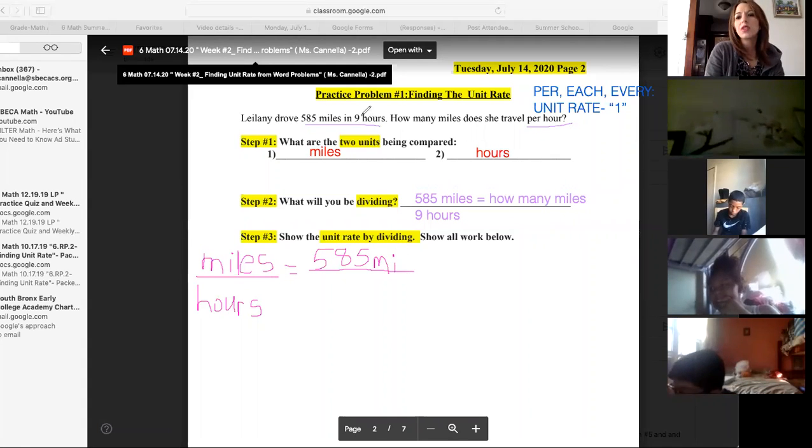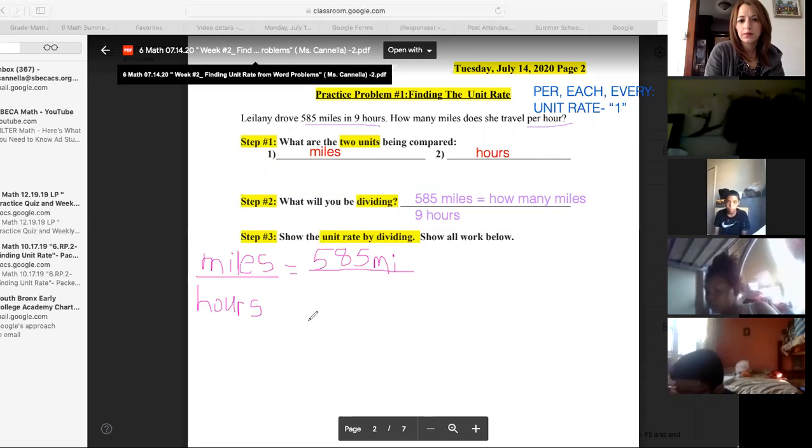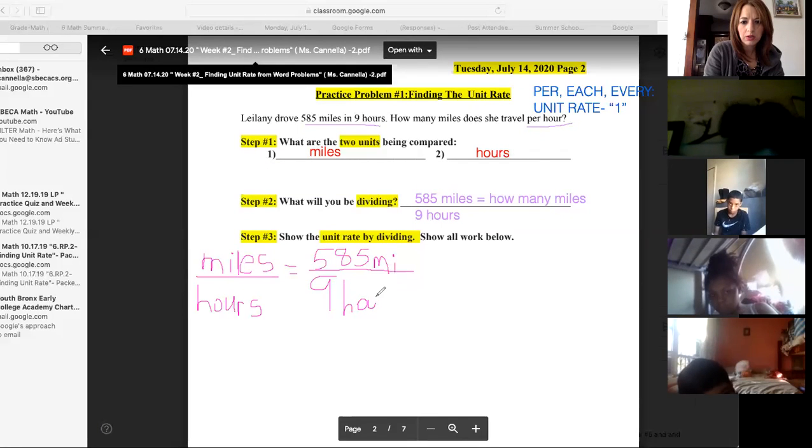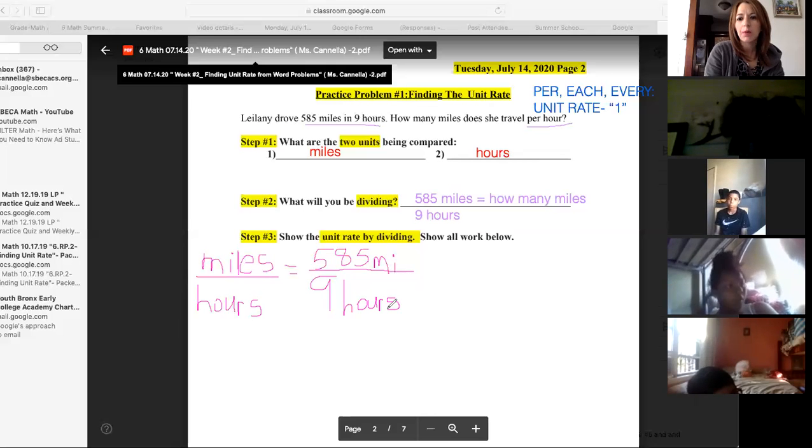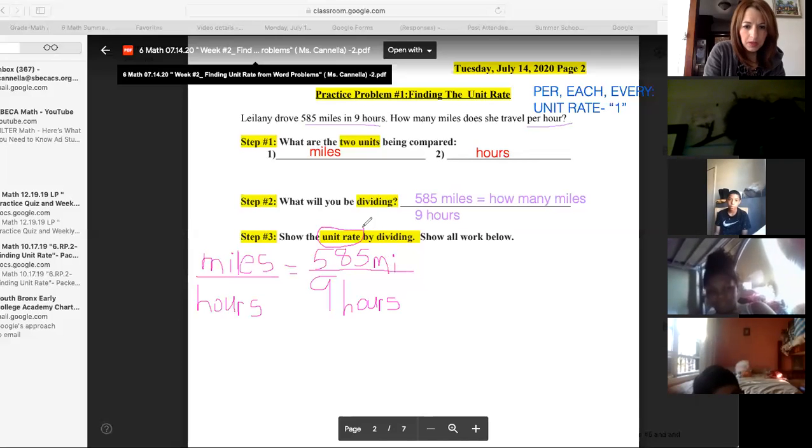And how many hours does it take for her to travel that? 9. So 9 hours, denominator, bottom. Now we have to physically divide to figure out how many miles Leilani can drive in 1 hour, each hour, per hour, every hour. So unit rate says to divide.